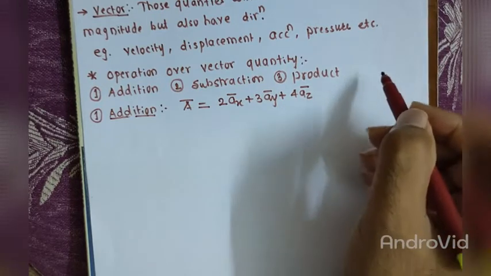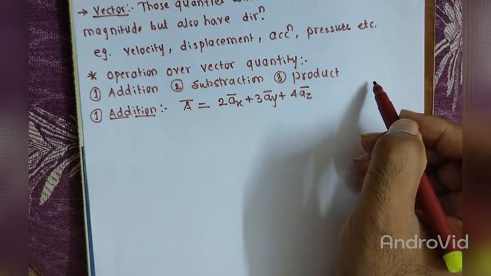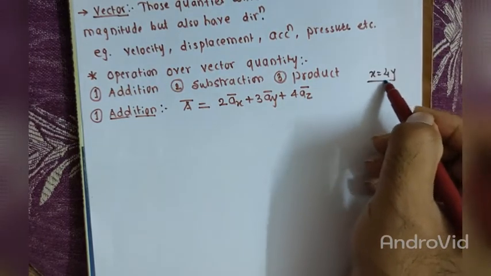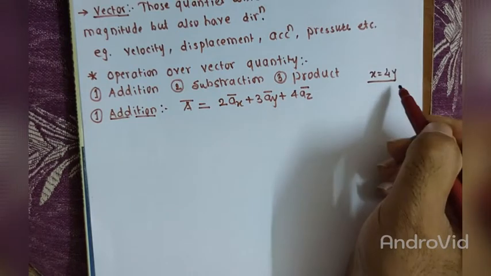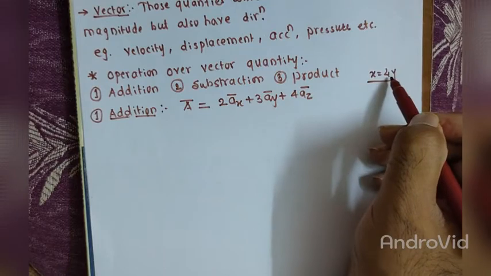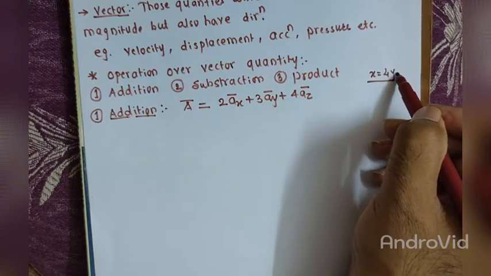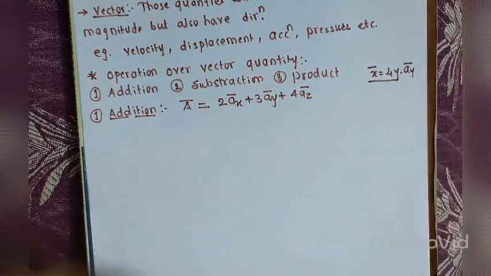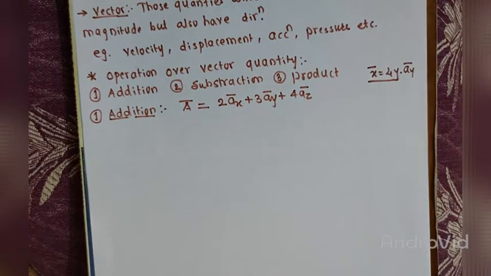For example, what are the examples of scalar quantity? How can we write the equation? Let's say x is equal to 4y. This is an example of a scalar quantity. You can see there are no unit vectors available, but how to convert this equation into a vector quantity? If I write here, let's say ay bar, any unit vector, it converts into the vector form. So whenever a unit vector is available in the equation, that equation is in vector form, and if a unit vector is not available, it is a scalar equation.